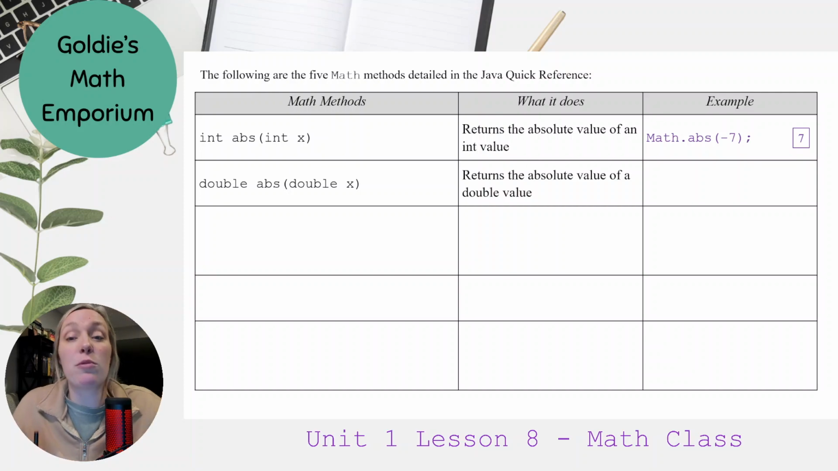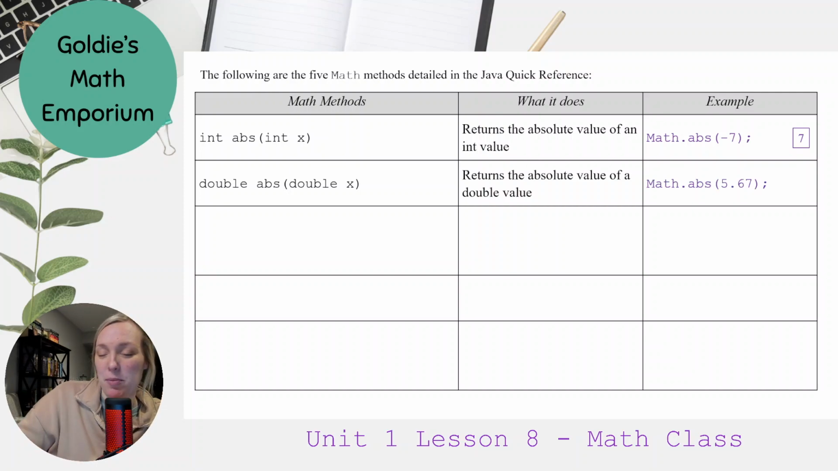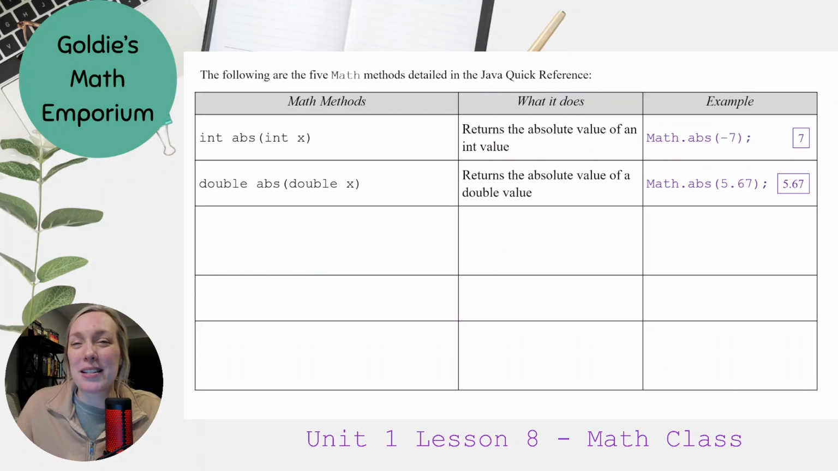Guess what it does? It returns the absolute value of a double value, of a double variable. So if you pass it a double, like let's say 5.67, what's the absolute value of 5.67? It's 5.67, okay? The absolute value of a positive is still the number itself. The absolute value of a negative, you should know, okay? So those are the first 2. We're doing good so far.